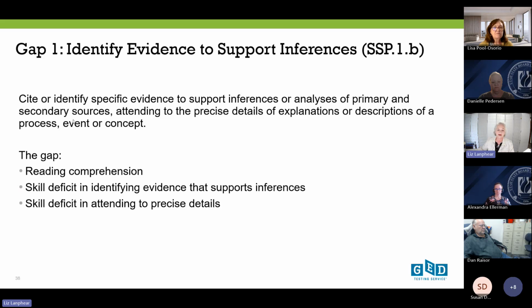How would you be able to do that? You have to read. You have to understand what you've read. So again, the gap, number 1, reading comprehension. There's also a skill deficit in identifying evidence that supports inferences and a skill deficit in attending to precise details. All that is close reading. It's solved by close reading. So teaching close reading first helps them be able to do this.